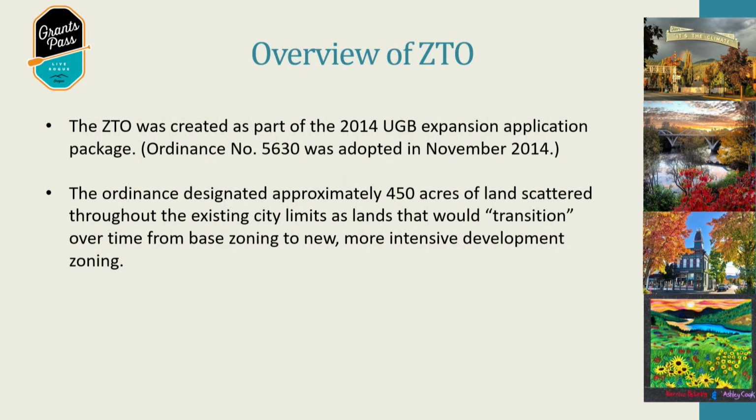So a few slides just giving you an overview. Where did this come from? It was created at the time that the 2014 urban growth boundary expansion was happening. There was a package of multiple code amendments and comp plan amendments, and this was one of those, Ordinance 5630. It designated about 450 acres of land scattered throughout the existing city limits at that time, that would transition from whatever their base zoning is to a more intensive zone.